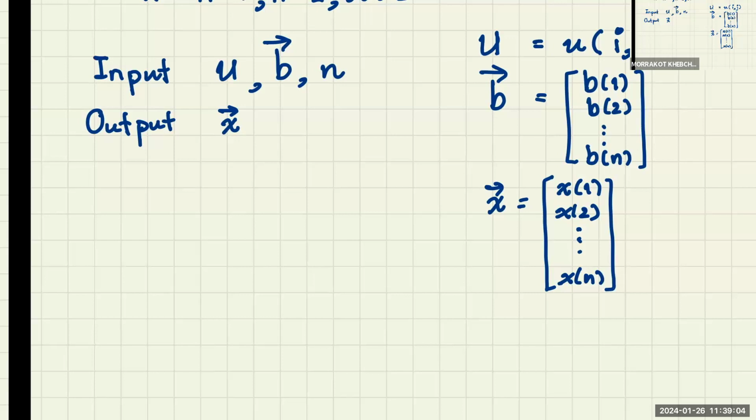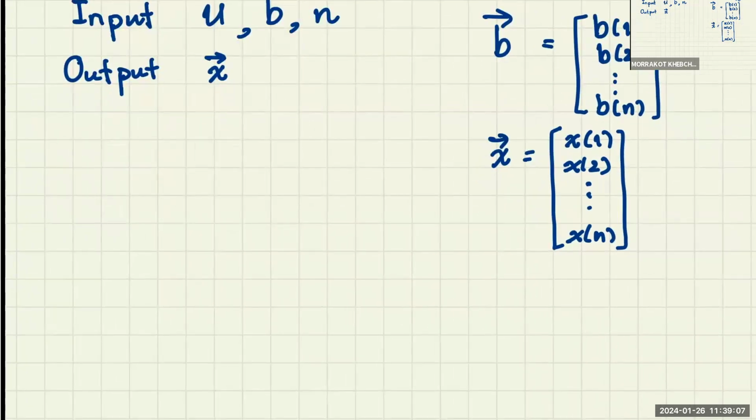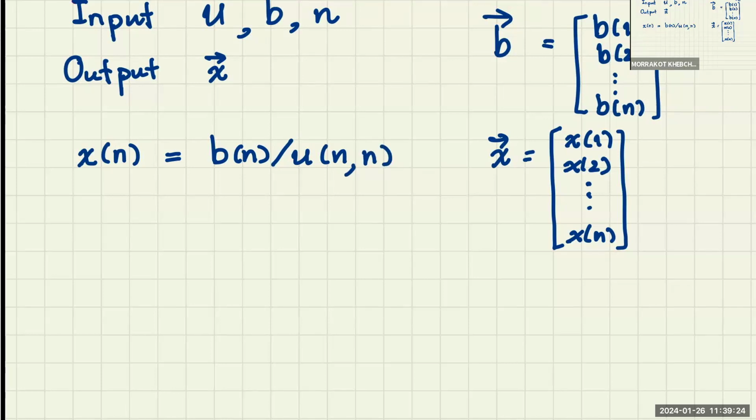So what the algorithm is, we will have x sub n equal to the right hand side b sub n divided by u_nn, right? And then for k starting from n minus 1, step minus 1, go down to 1.